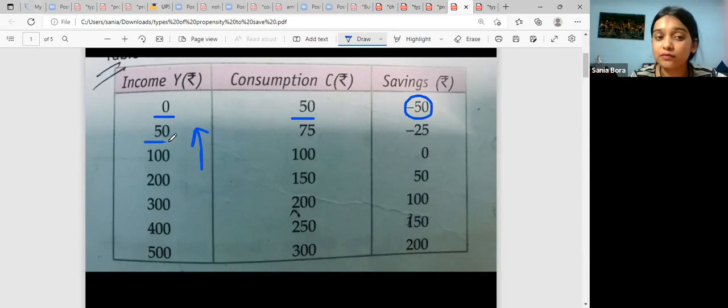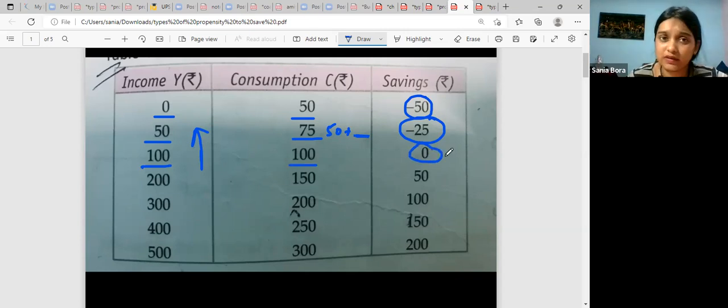Then your income becomes 50, and now you are consuming 75. So 50 you already have, but for the remaining 25 to make it 75, you are going to take it from your savings. Then when your income becomes 100, consumption is 100, so you are not going to save anything. Then when income is 200, consumption is 150, and saving is 50, like this. So this is your schedule.